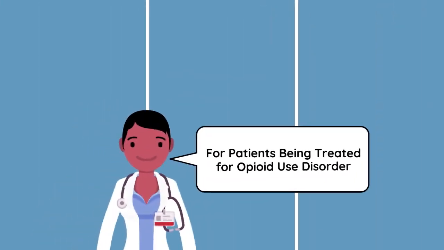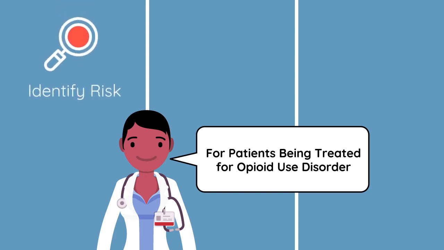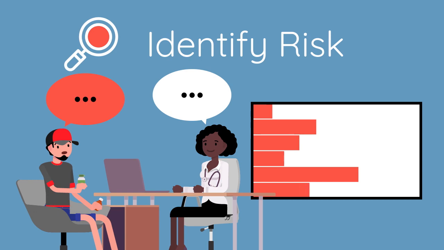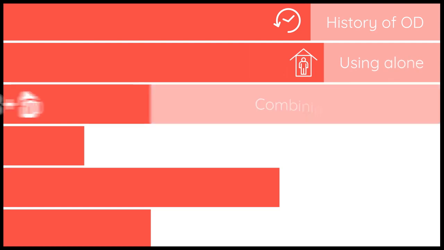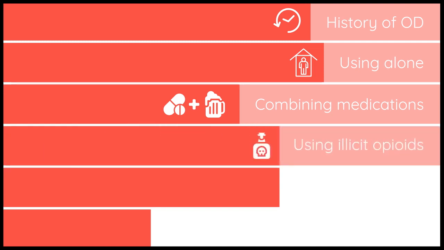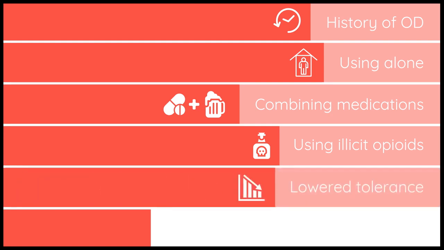3 key strategies will be covered in this video: identifying overdose risk factors, developing a safety plan, and overdose rescue preparation. The first key strategy is to identify the patient's specific overdose risk factors that may include past history of overdose, using alone, combining prescribed medications with other opioids or sedating medications such as benzodiazepines, and alcohol, using illicit opioids contaminated with fentanyl. Additional risk factors include having a lowered tolerance, such as when a person has been abstinent during active treatment for opioid use disorder or after incarceration, and the effects of compromised respiratory, renal, and hepatic function.